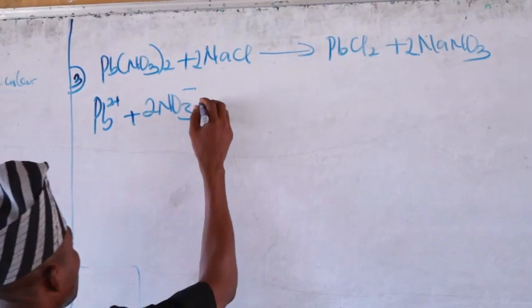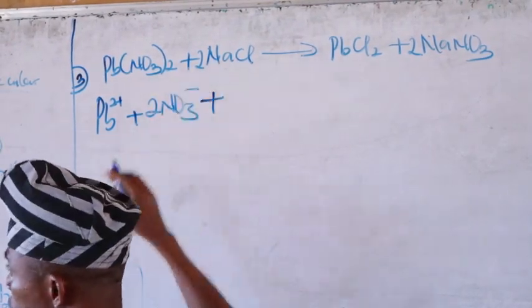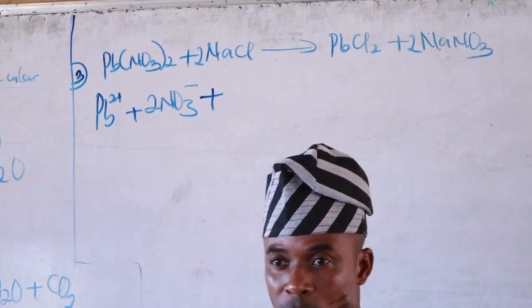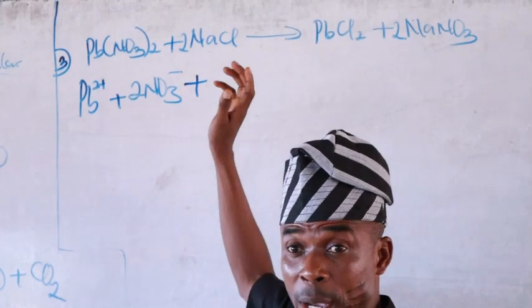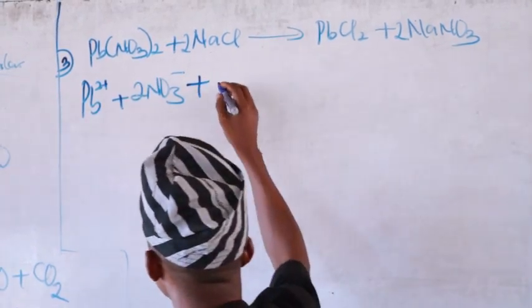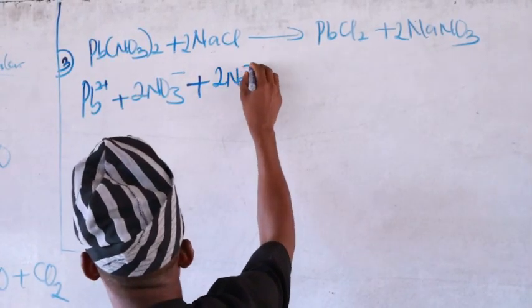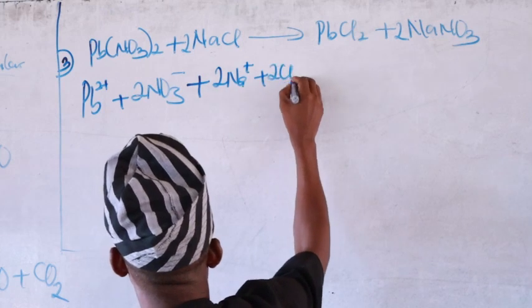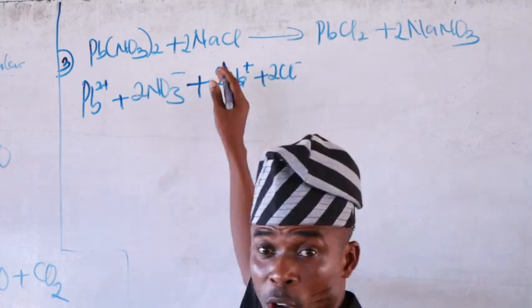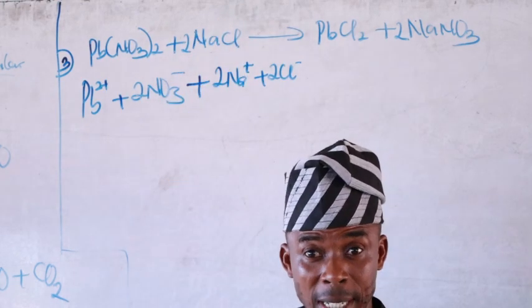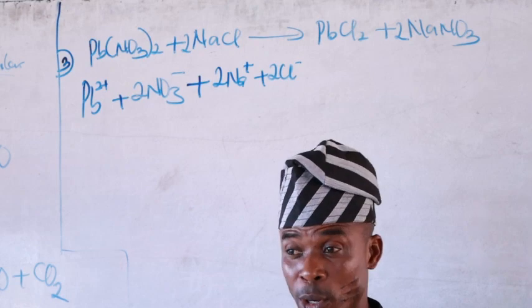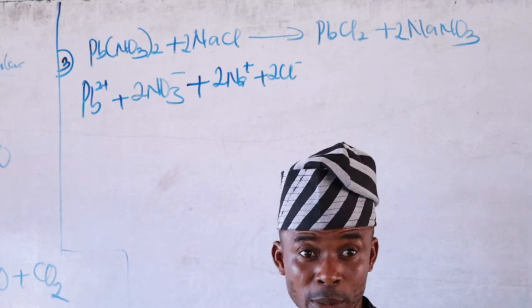Then plus, sodium chloride is a soluble salt. Automatically it also dissociates into ions. That means we are going to have 2 sodium ions and what? 2 chloride ions, because what you have here is 2 sodium chloride. So it's going to be 2 sodium ions and 2 chloride ions.